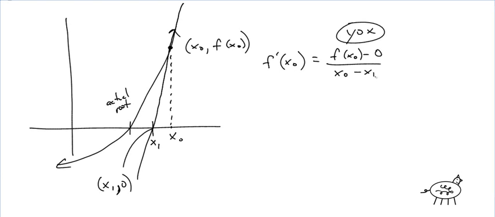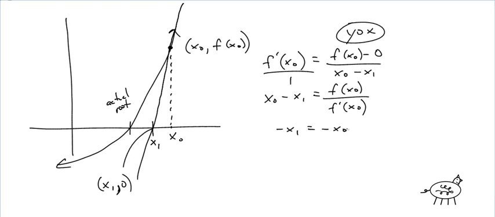All right, let's actually simplify things a little bit. If I cross multiply and then divide, do you guys agree I get x sub 0 minus x sub 1 is equal to, well, that's minus 0 here, but we can say f of x sub 0 over f prime of x sub 0. Do you guys agree with that? And then what I want to do is move these x sub 0 over, so I'm going to have negative x sub 1 equals negative x sub 0 plus f of x sub 0 over f prime of x sub 0.